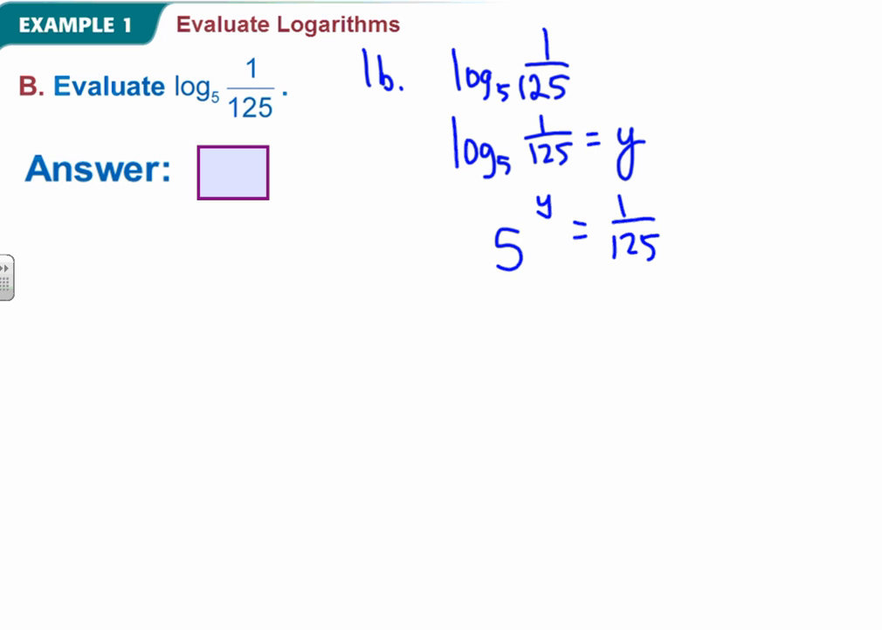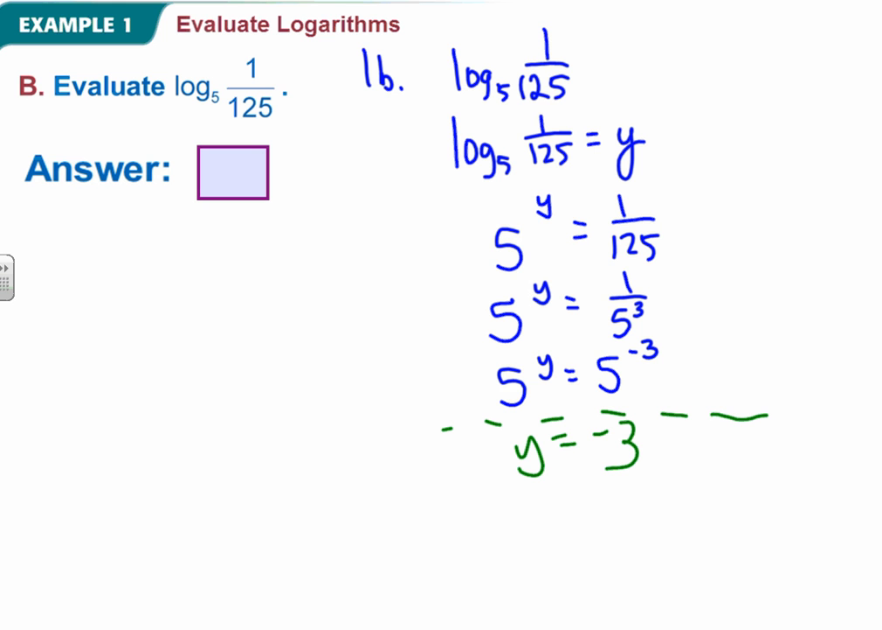Now, 125 is 5 to the what? 5 to the 3rd. So 5 to the y equals 1 over 5 to the 3rd. And do you agree that if it's 1 over 5 to the 3rd, that's the same as 5 to the negative 3? Will you give me a quick head nod for those of you in the room? Just want to make sure that we're good to go on that, 5 to the negative 3. And then again, once I have my bases the same, since they're equal, then my exponents have to be the same. y equals negative 3 for that one.